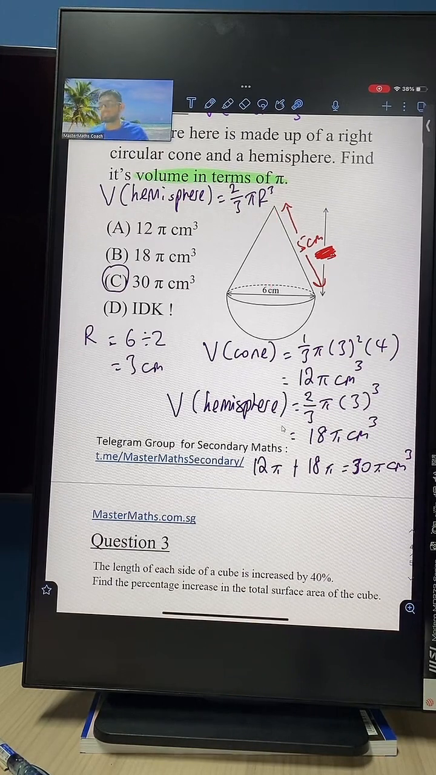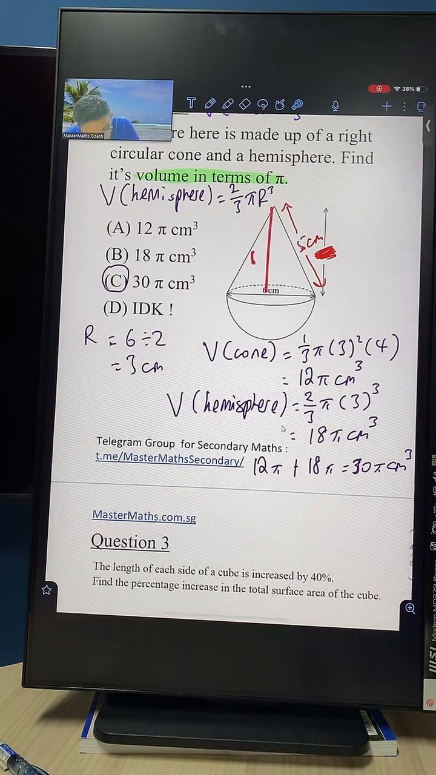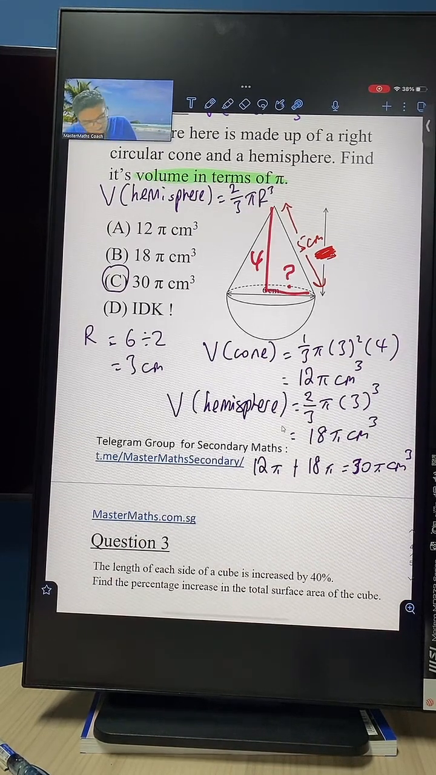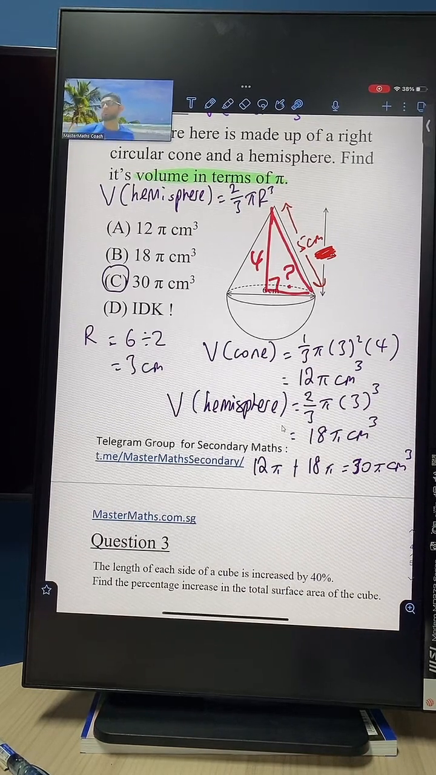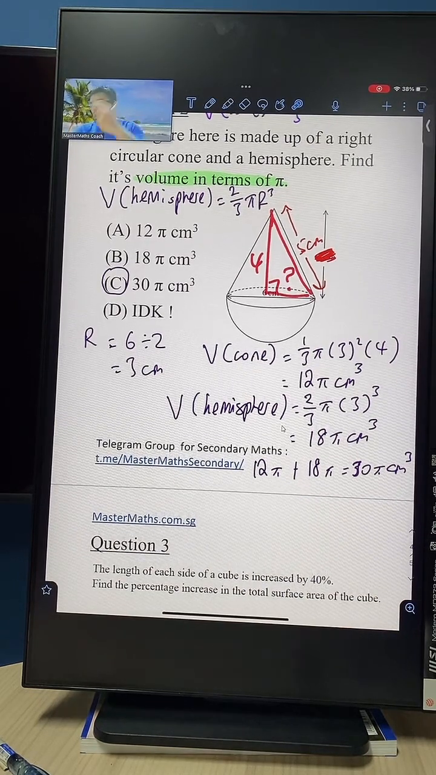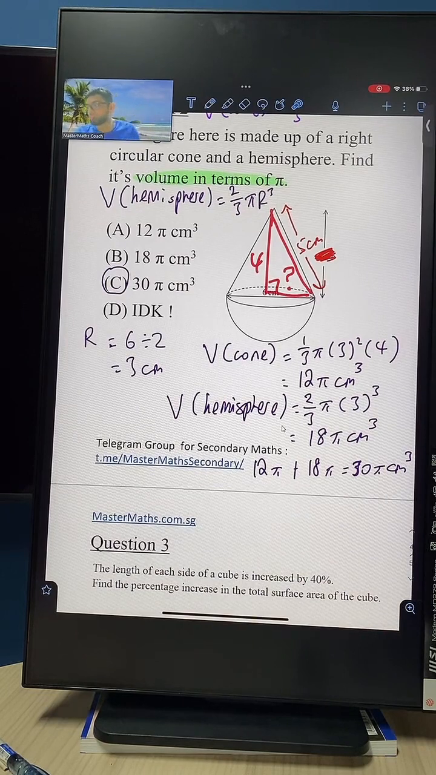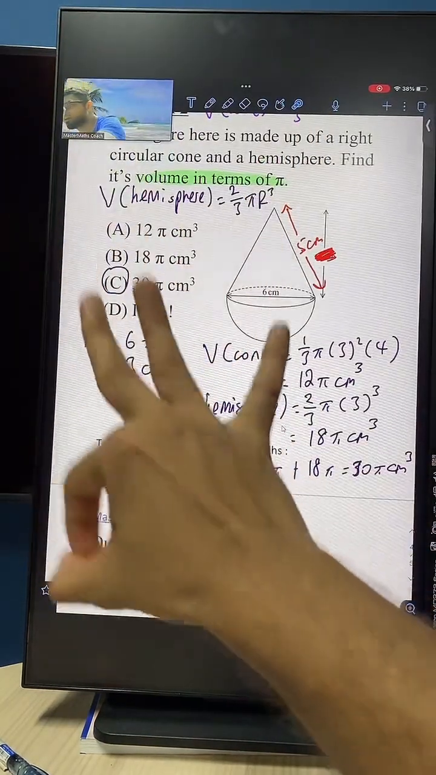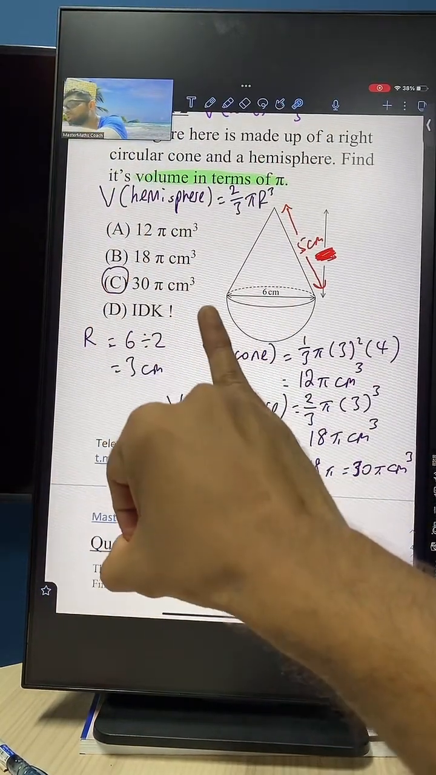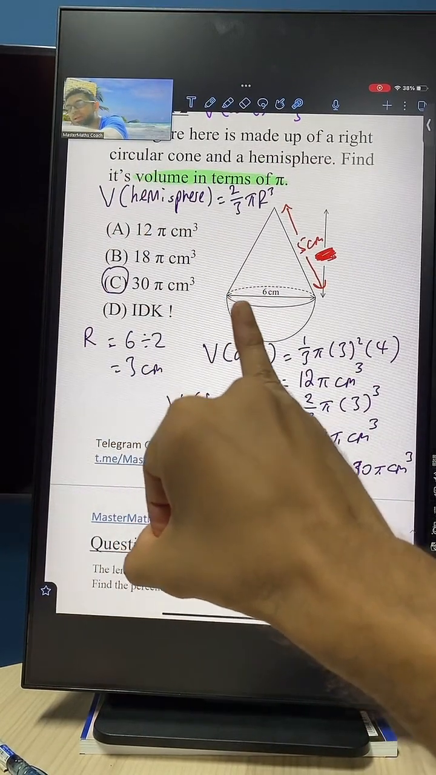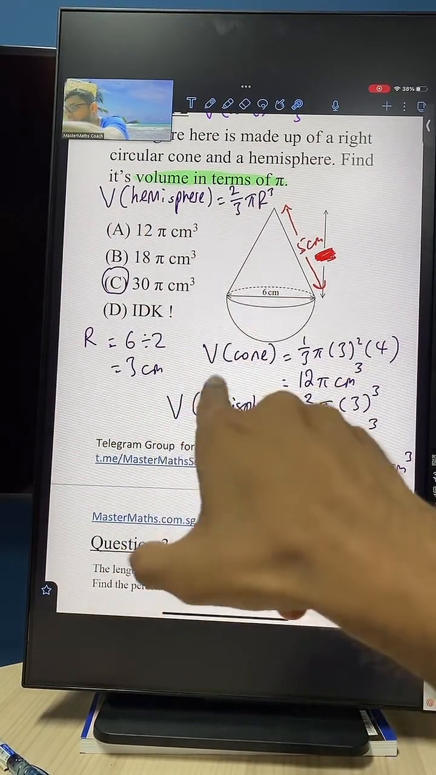So don't panic in the exams. If you are not given something, you can always find out the value of that thing. I hope this is clear. If you don't have the height, use Pythagoras. If you don't have the radius, perhaps they have given you the height, then they ask you to find the radius. You can also still use Pythagoras theorem for that. As long as you have 2 lengths out of 3, you can find the other 1 length. I hope this is clear for you guys.